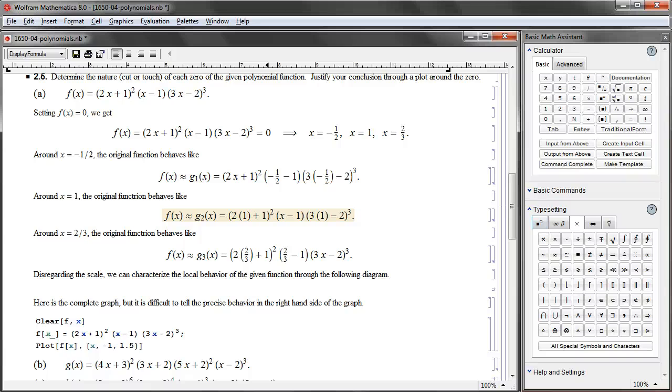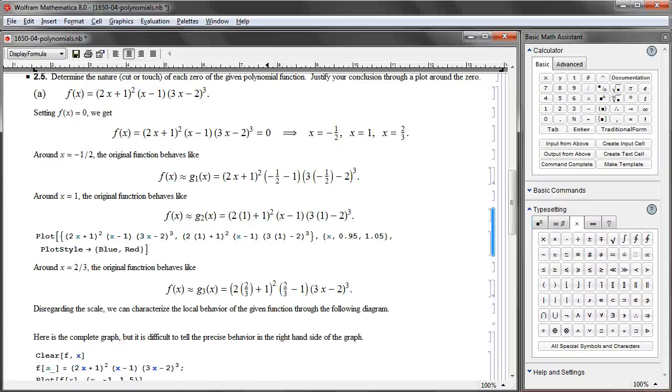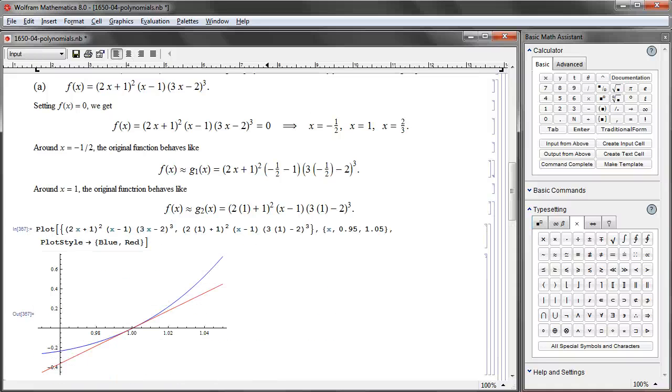Not the same, but similar when x is close to 1. As you can see, we have something like this, and the red graph is the graph of g2, and that's a linear function, isn't it? This is just first degree, so it's a linear function.